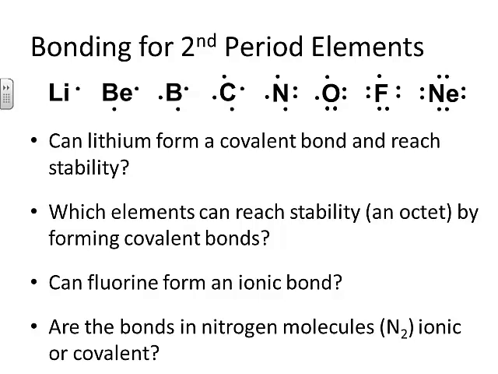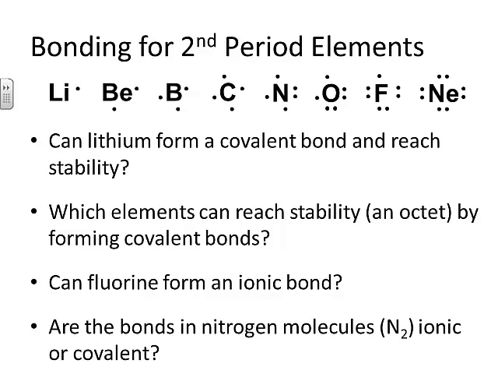Can fluorine form an ionic bond? If fluorine were to bond to that lithium, it definitely could bond with an ionic bond. But it can also bond to itself, which would not be ionic. It would be purely covalent because there's no electronegativity difference between 2 fluorine atoms. So it can bond either ionically with a metal or covalently with a nonmetal or metalloid.